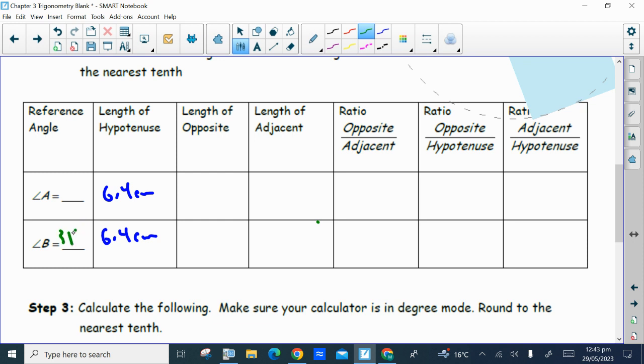And you can do the same thing to get the measure of angle A. It would be 59 degrees.